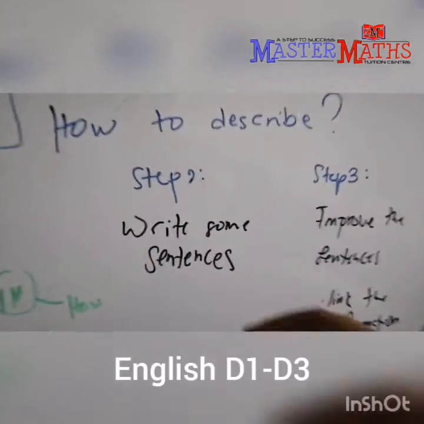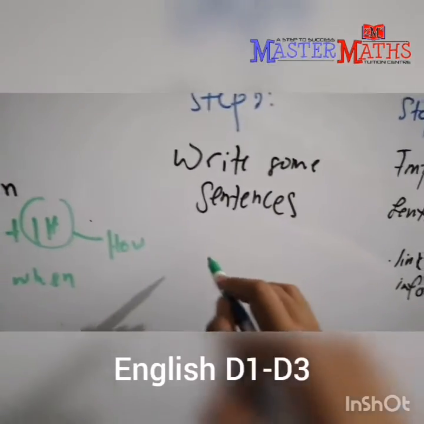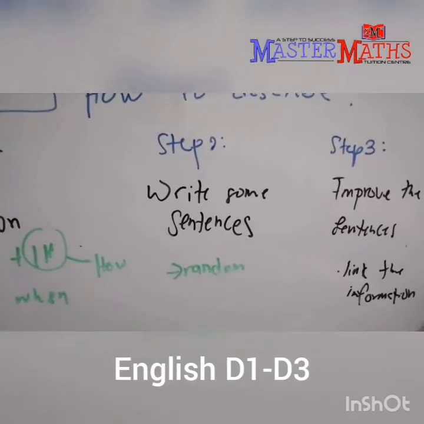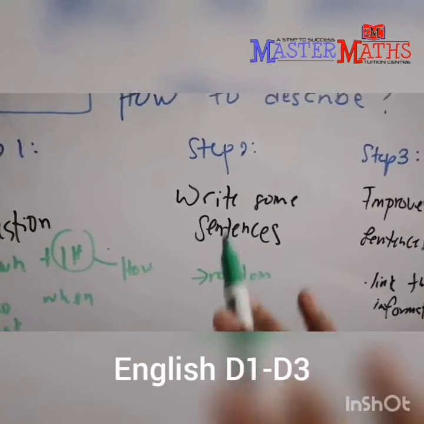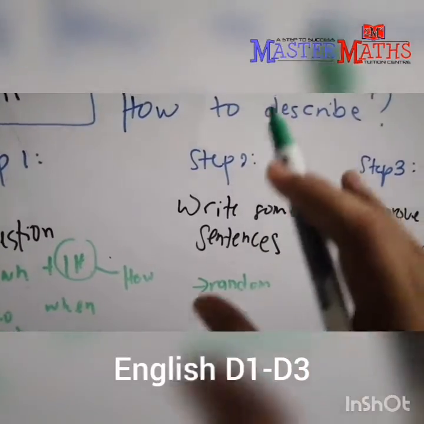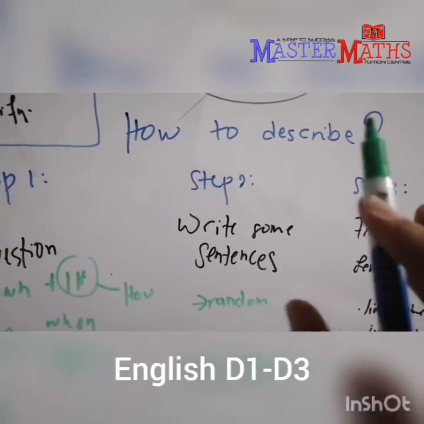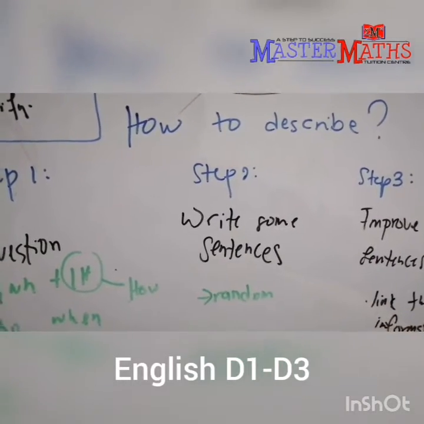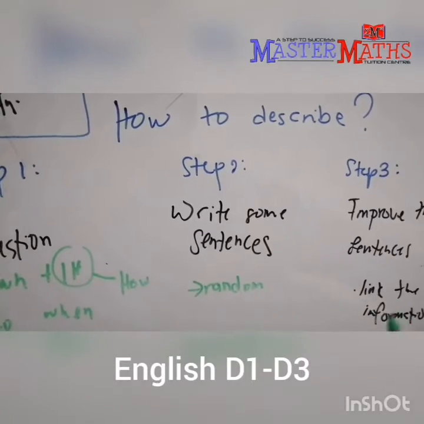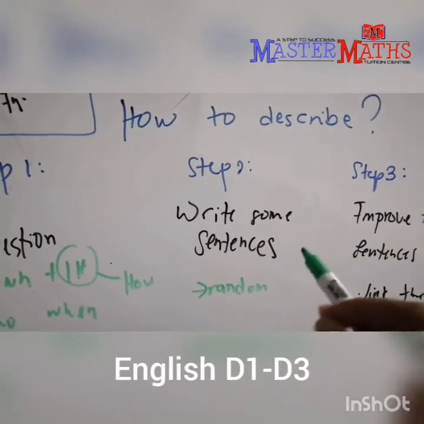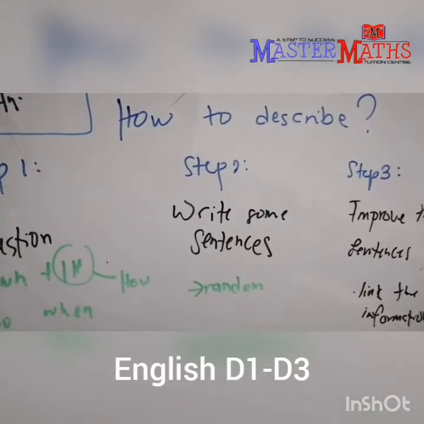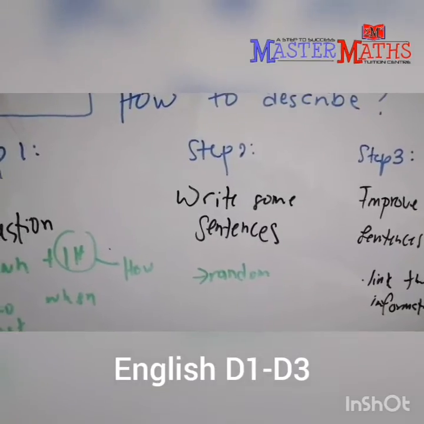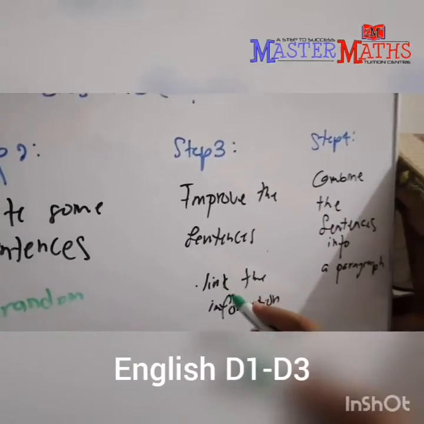So the second step is you need to write some sentences, which is you need to do the random one. The random one maksudnya awak boleh tulis, contohnya bila awak tengok gambar tu, awak nampak lelaki memakai topi. So you buat satu ayat, which is Ali is wearing a cap. Buat lagi ayat yang lain, contohnya Ali pakai baju. So Ali wears blue clothes. So awak buat je random sentences. Then we move to step 3.